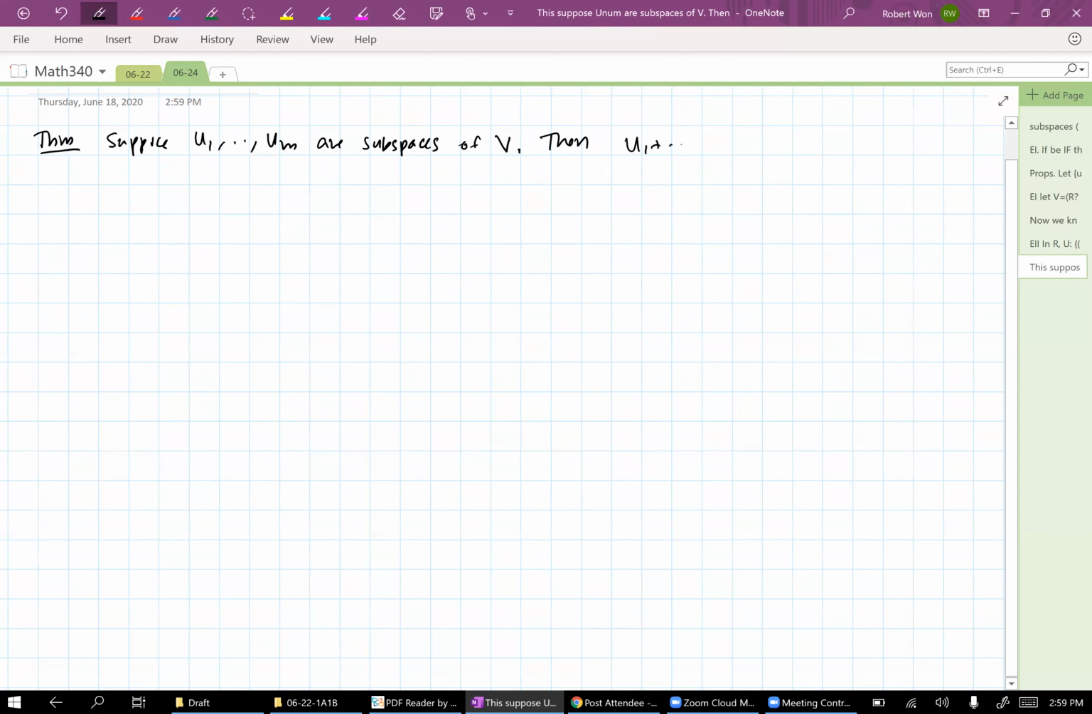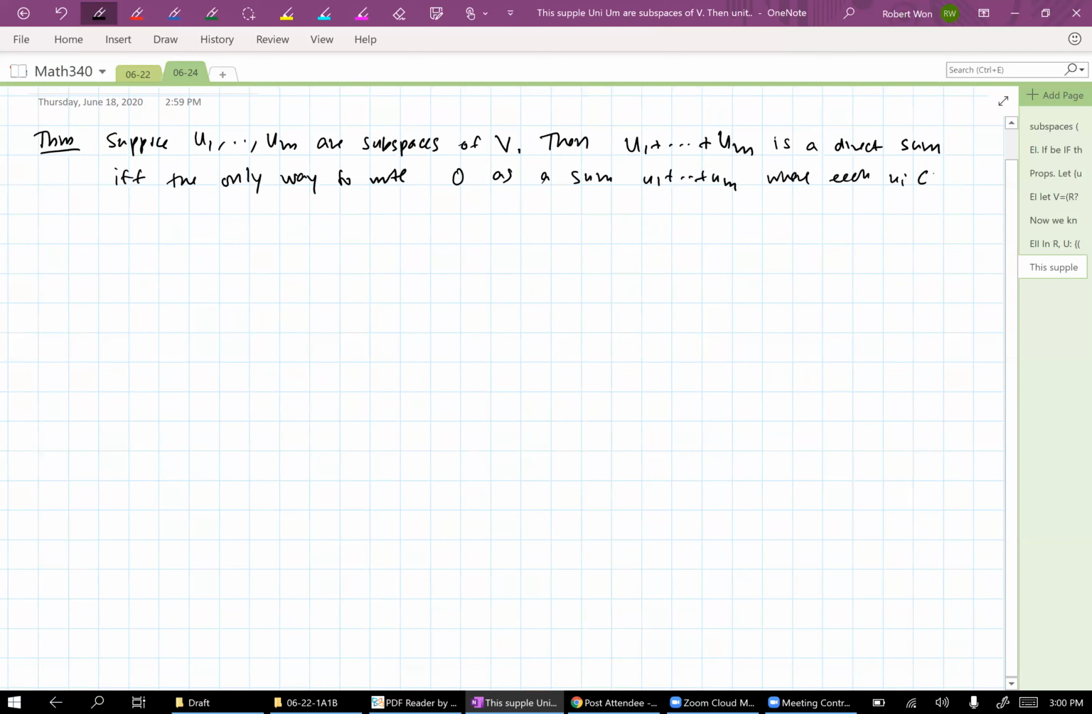Then this sum, this subspace, is a direct sum if and only if the only way to write 0 as a sum of elements, one from each of the Ui's, is by taking each ui to be the 0 vector.